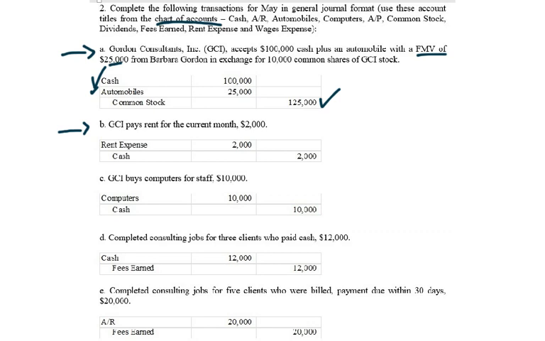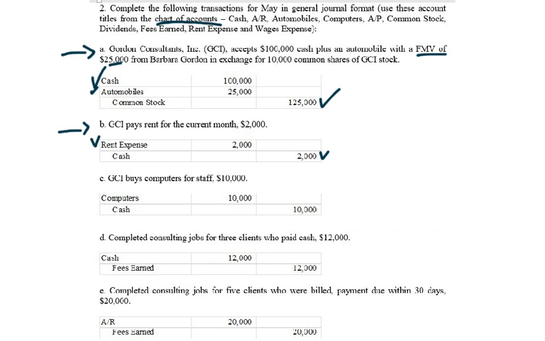Anyways, B, CGI is going to pay rent for the current month. Because you're only paying for the current month, we'll just directly expense that. So rent expense, debit, cash, credit. Now if we were paying for the next 2 or 3 months, it'd be more customary to put it in prepaid rent. So we would come up with a current asset account for that designation. But in this case, it's just for the current period, so it's okay to immediately expense it.